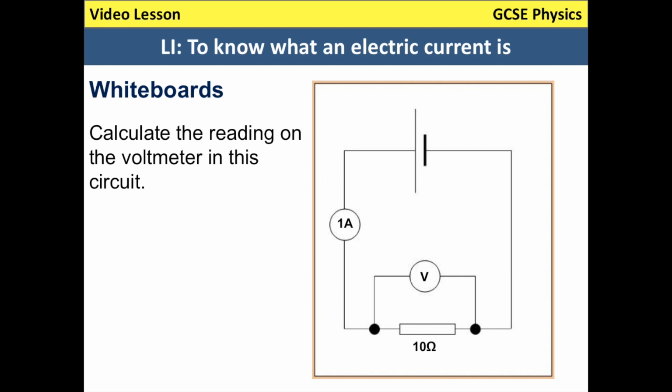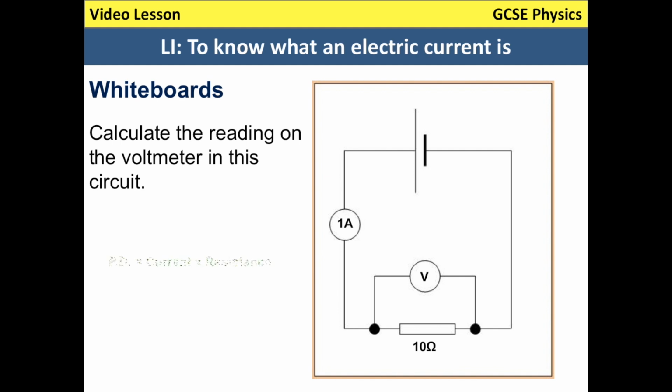Now, I want to have a go at doing some calculation questions. This is an activity that we would typically have done on whiteboards in class. You can pause the video for each question, have a go. You will need a calculator, of course, to do this, and then we will go over the answers as well. So for the first question, calculate the reading on the voltmeter in this circuit. Pause the video and then press play to check your answer.